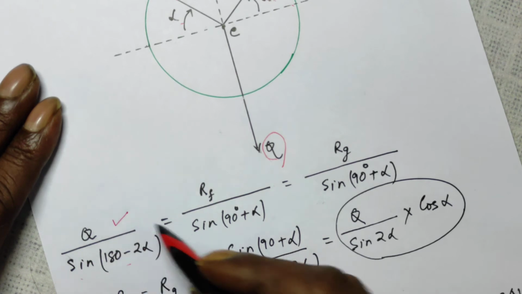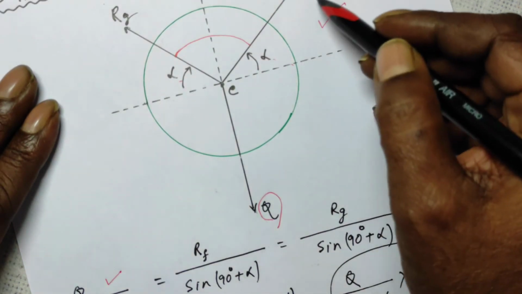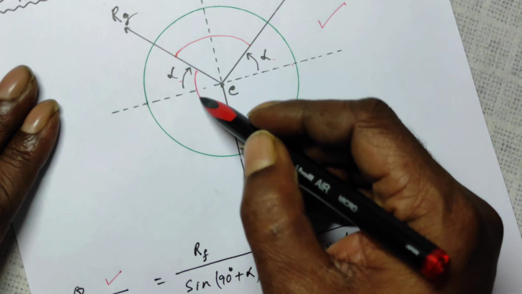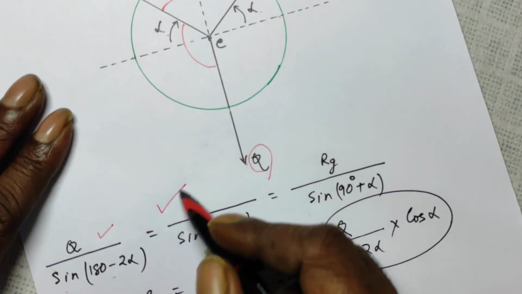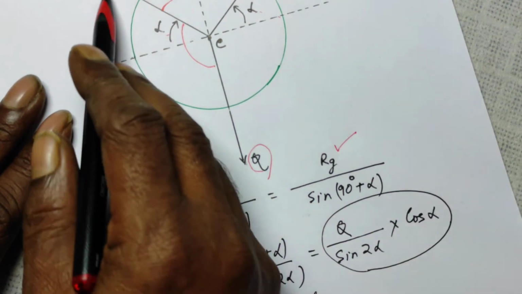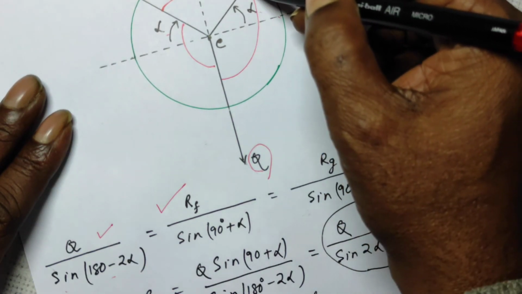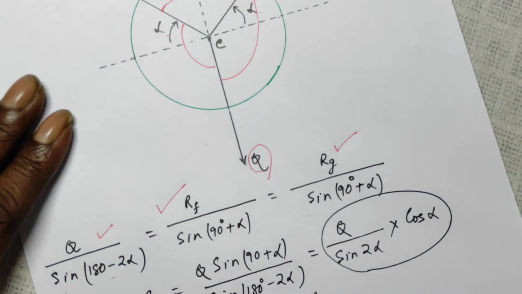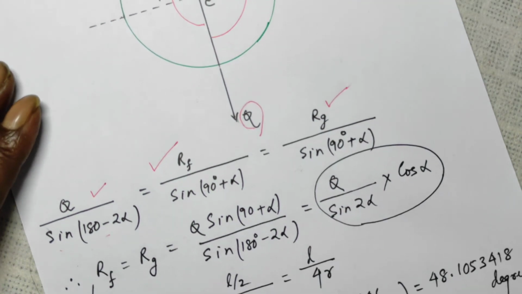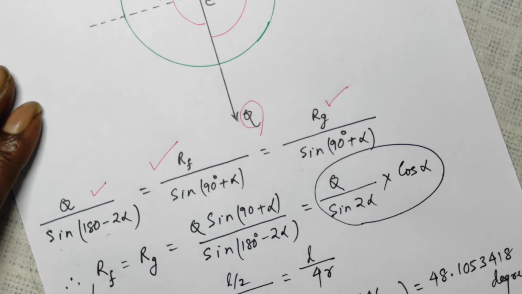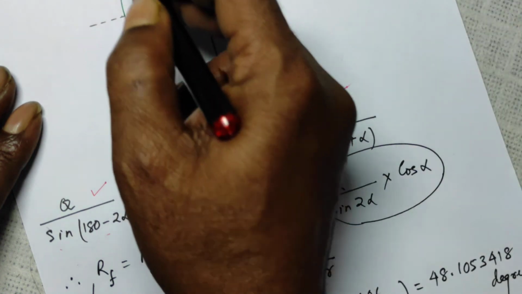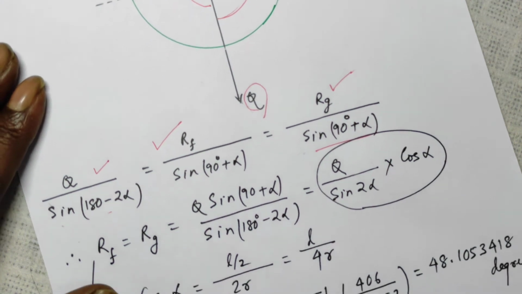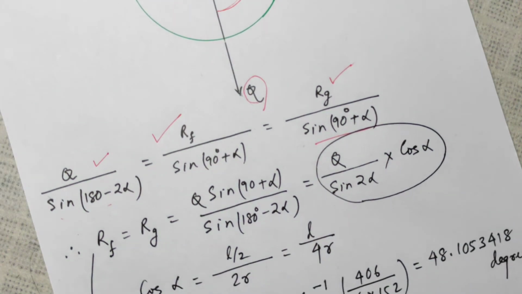So Q over sine 180 minus 2 alpha is equal to RF over this angle, that is sine 90 plus alpha, which is equal to RG over this angle, that is sine 180 minus alpha, RG over sine 90 plus alpha. This is 90, this is alpha. So RG over sine 90 plus alpha. That is Lami's theorem.